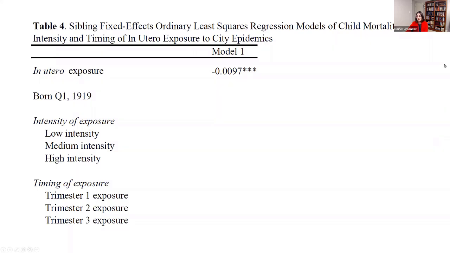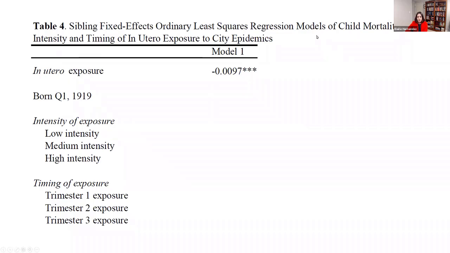I'm going to walk you through some of our findings here. In our models, the coefficient represents the difference in risk of dying between siblings who were exposed and unexposed. First, if an individual was exposed in utero, they had about a 1% lower risk of dying. Now, this is non-trivial considering that the mean probability of death was about 5% over this time period. So this represents about a 20% reduction.